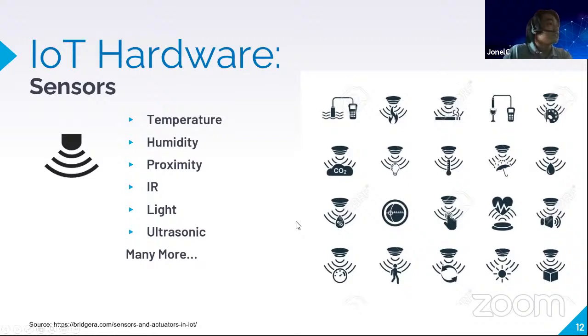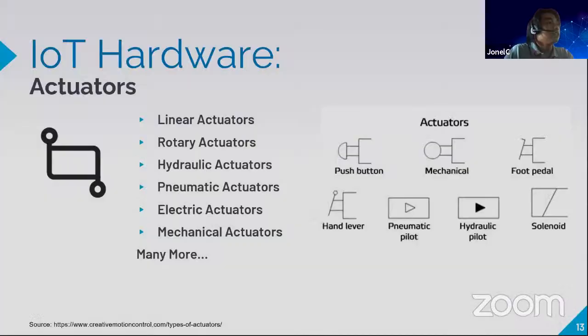Okay, so let's look deeper into this tree. For the sensors, there's temperature, for example. These are only some samples; there are actually plenty more. There's proximity, IR, light, ultrasonic, and lots and lots of sensors out there that we can use as an input device. Next are the actuators. An actuator is a machine part that initiates movement by receiving feedback from a control signal. It serves as an interface between the sensor and the actual machine.